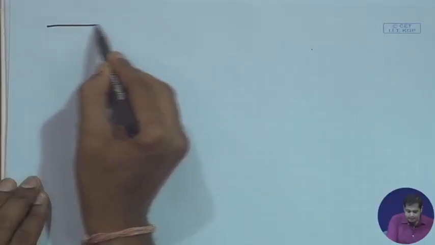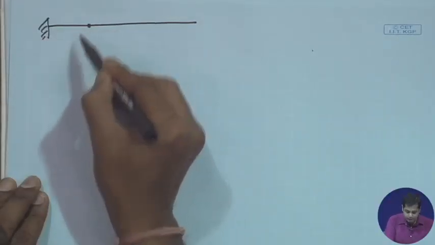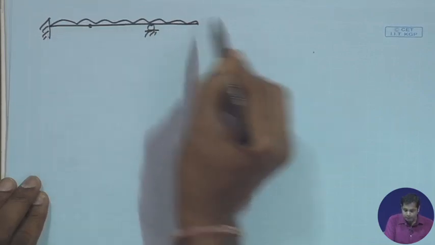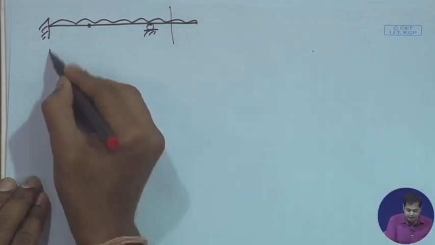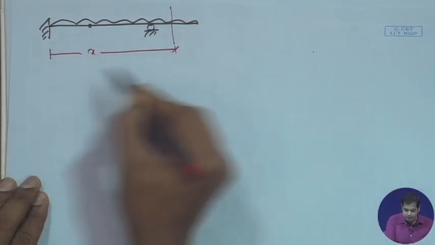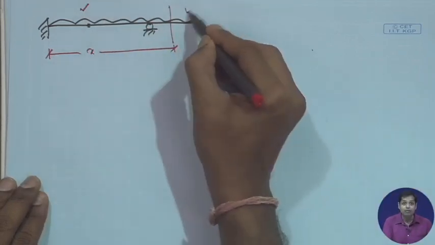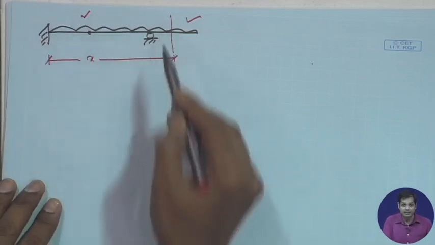Now, the first will be this. This is the entire beam. This is fixed, and then you have an internal hinge here, and then a roller and uniformly distributed load. Now, we take a section here, and this distance is x. Okay. Now, we have two parts. One is this part and another one is this part. Let us first draw the free body diagram of this.